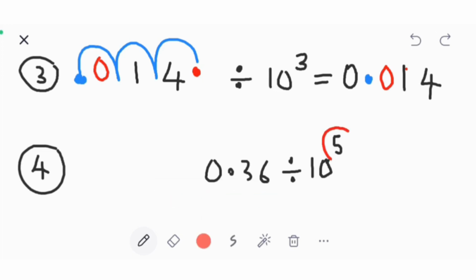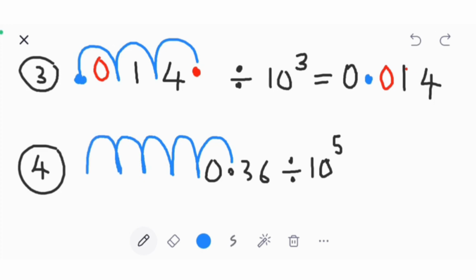Now because the power is 5, you will move the decimal point 5 times. And because we are doing division, you will move the decimal point to the left. Let's do that now. So you move it from here to here, and this will be 1. You move it again, you have 2. You move it again, that is 3. Then you move it again, that is 4. Then finally you move it again, that becomes 5. So we have moved the decimal point 5 times.